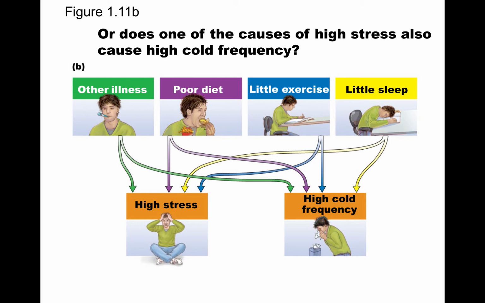Another alternative hypothesis that may be in place is little exercise. Little exercise can lead to a high frequency of colds. Also, getting little exercise can lead to high amounts of stress. So here again, it's not a cause and effect relationship between high stress and high cold frequency. It's a possible cause and effect relationship between little exercise and high cold frequency. Okay, so these are some of the alternative hypotheses that could be at play.